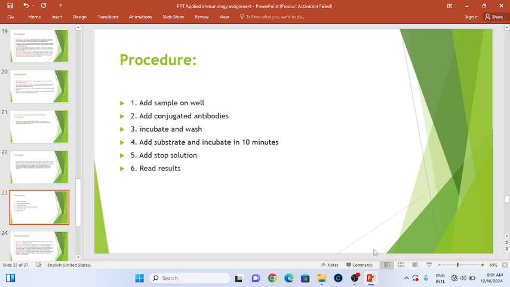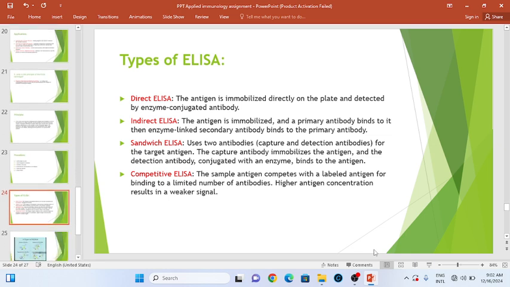Sixth is reading the result, seeing how the reaction looks, whether there is a color change or no color change, or quantifying the amount of antigen present.